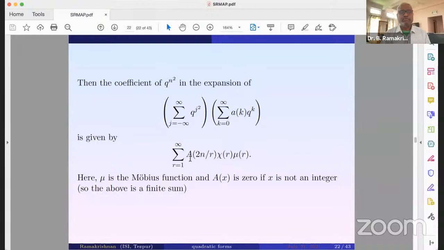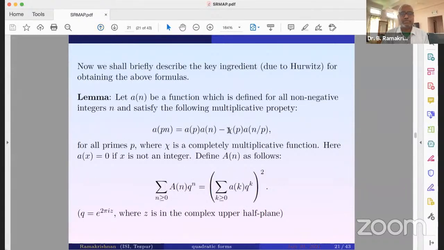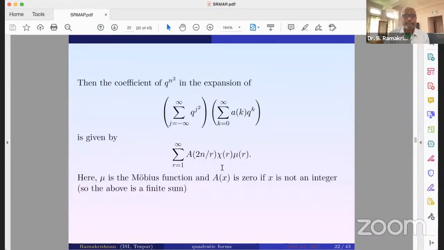It is exactly given by the summation r equal to 1 to infinity of a(2n/r) chi(r) mu(r). Again, this is a finite sum because the sum survives only when r divides 2n, otherwise it is 0. So here mu is the Mobius function. This chi is the multiplicative function coming from the multiplicative relation here. So this is a very simple one. We'll just see a proof of this one.